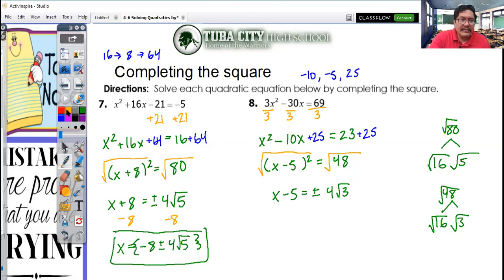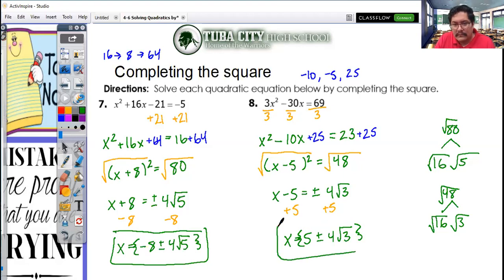And now we still have to add 5 to both sides. X equals 5 plus and minus 4 root 3. There we go. So it looks like there is nothing else we can do in this case. So we are done with this one.